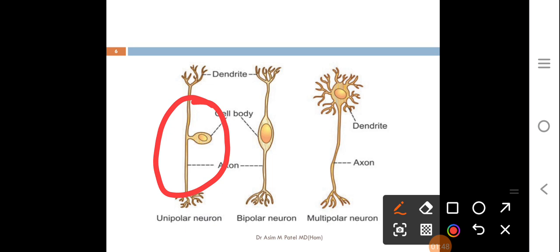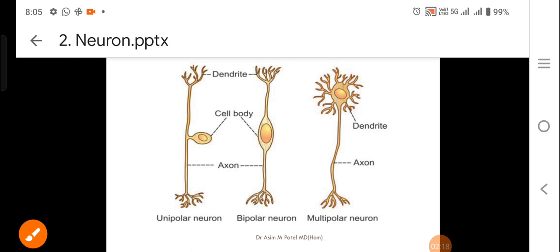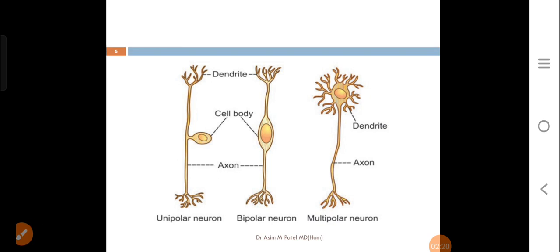And second one is the bipolar neuron. This one is a bipolar neuron. It has two poles here. From one pole axon arises, and from another pole dendrite arises. And the most common type of neuron is the multipolar neuron. You can see this one is the multipolar neuron. In this multipolar neuron, from one pole axon arises, and from the other poles more than one dendrite can arise. So these are the three different types of neurons depending upon the number of poles.